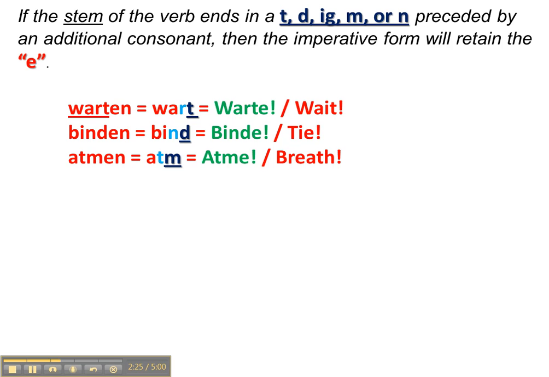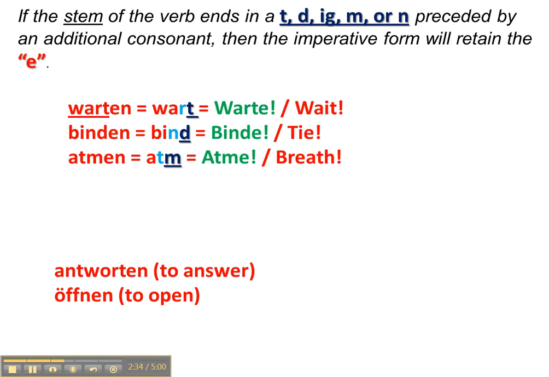Binden is another example, to bind or to tie. Binde. Atmen, to breathe. Atme. So hier sind nur ein paar Beispiele. Here are a few examples. Schon wieder. Again, if you want to work on it yourself, stop the video. Die Antworten sind: Antworte oder öffne die Tür.